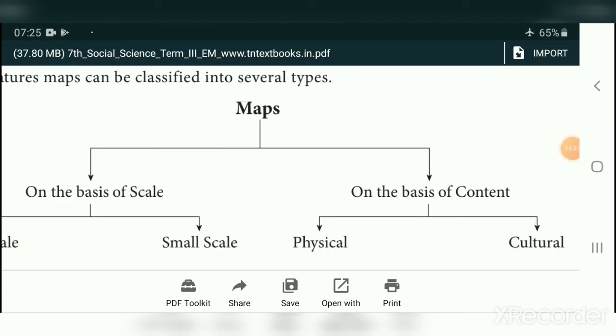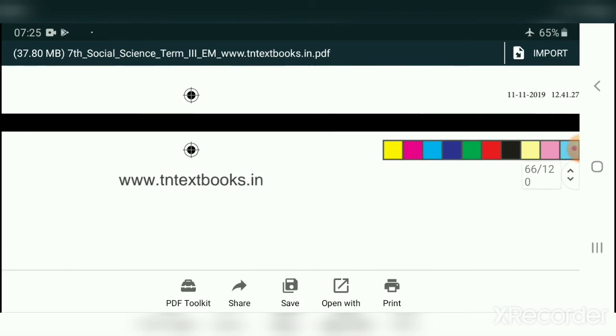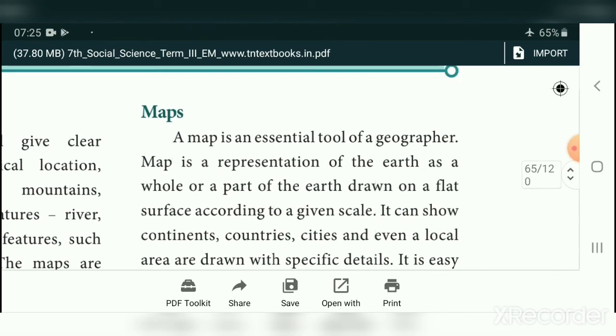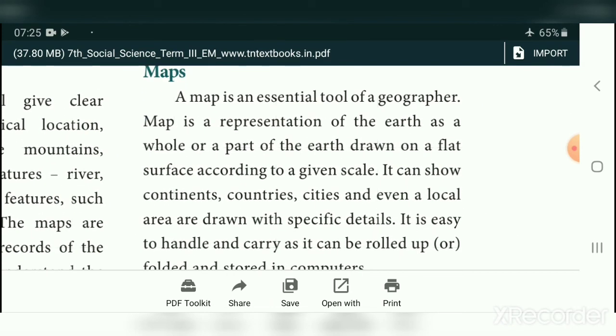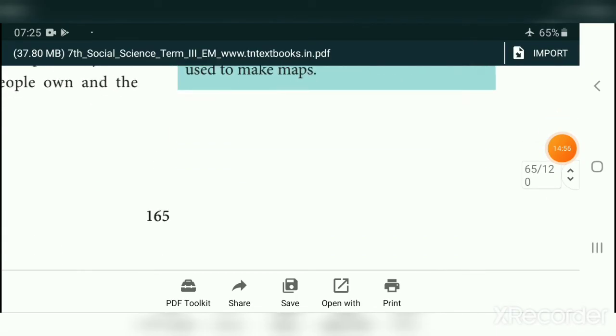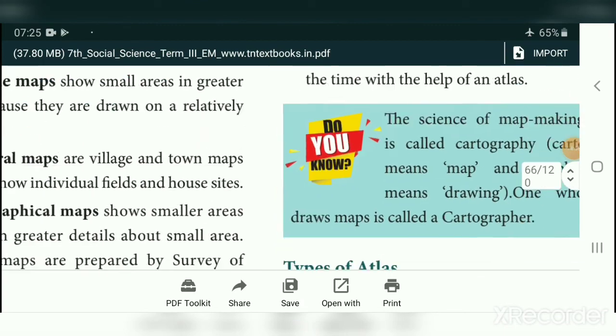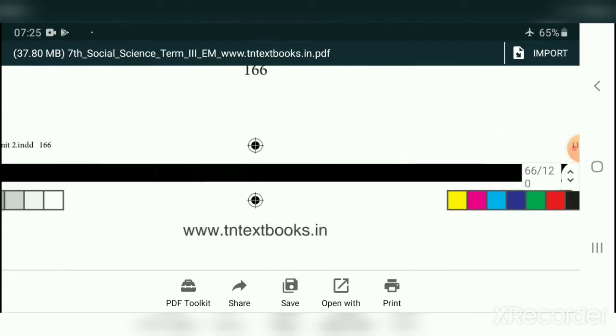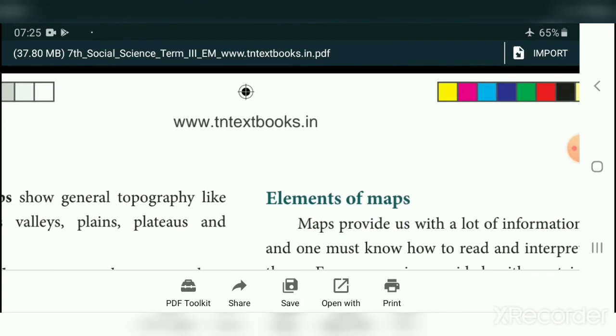Students, up to this we will conclude the lesson. Today I will give 2 more questions. Copy them in your classwork note and study for the test. So today we have learned about map. What is the meaning of map? It is the representation of the earth as a whole or part of the earth drawn on a flat surface according to a given scale. And we have studied the types of map also, and types of atlas we have completed. The remaining portions will be seen in our next class.